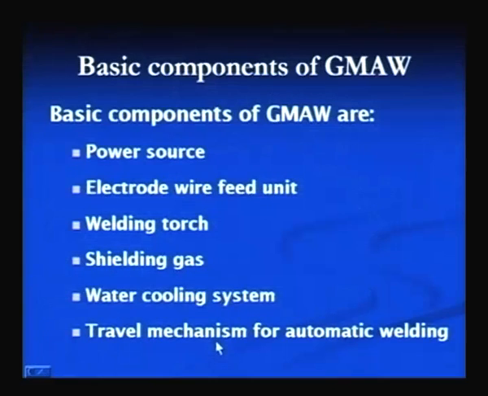Normally up to the 200 ampere current rating, gas metal arc welding torches are air cooled, and from 200 to 750 ampere current rating, welding torches are normally water cooled. So, the cooling system depends upon the current rating of the welding torch, and if the process is to be automated, then some device is used for moving the torch at the desired controlled speed during the welding.